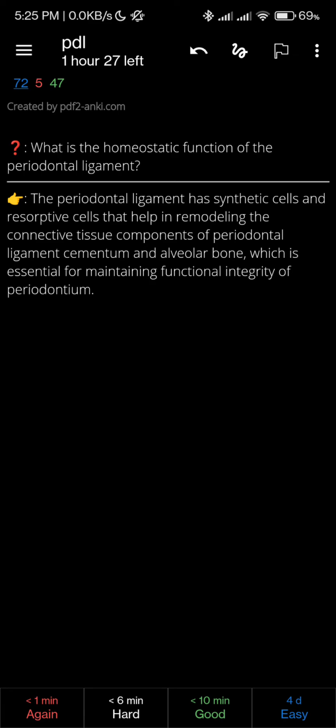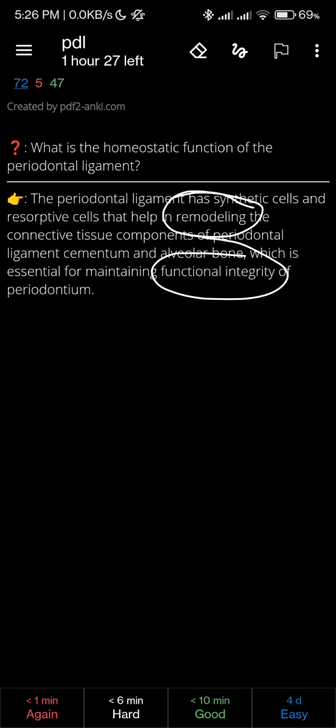Okay. So what is homeostatic? The periodontal ligament has synthetic cells and resorptive cells of various structural components of the periodontium, which help in remodeling the connective tissue components of the periodontal ligament, cementum, and alveolar bone, which is essential for maintaining the functional integrity of the periodontium.